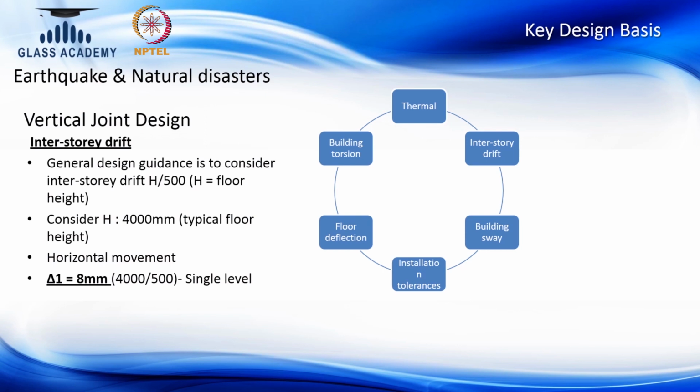It could be due to thermal, inter-story, building design and installation tolerances, because most of the facade system is not cast in situ; various components come and get fixed at the site. So the engineer should be aware of tolerances. Floor deflection: the floor will be deflecting due to live load, or in some cases if it is a slender building, then torsion may be a critical factor for joint design.